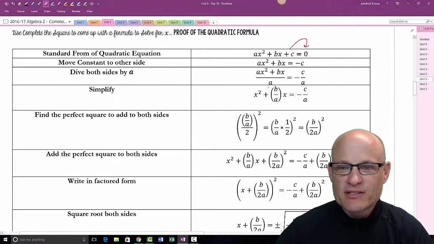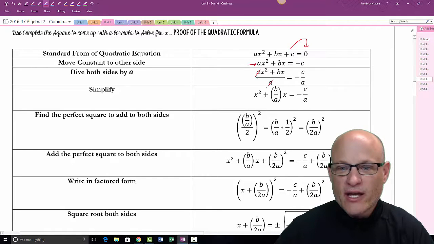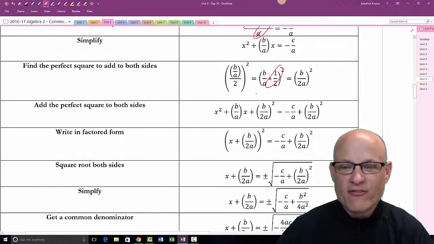Then isn't the next step get rid of the leading coefficient, which is a, so we divide by a. So now I've divided by a. Now since a over a just gives me x squared, but I still have b over a. Isn't the next one take half of the middle term?